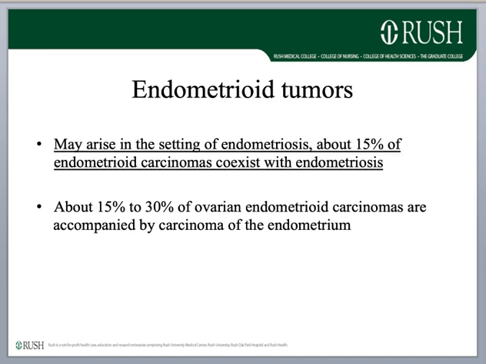About 15 to 20% of cases with endometrioid carcinoma coexist with endometriosis. The peak incidence of tumors associated with endometriosis, interestingly enough, occurs about a decade earlier than endometrioid carcinomas that are not associated with endometriosis. In addition, 15% to 30% of ovarian endometrioid carcinomas are accompanied by carcinoma of the endometrium, and the relatively good prognosis in such cases suggests that the two arise independently rather than by metastatic spread.